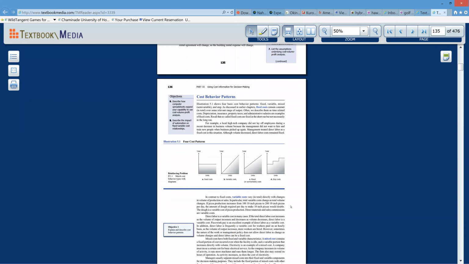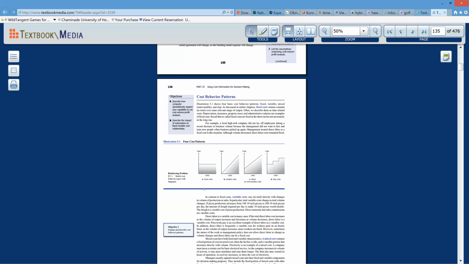We've seen those before. Fixed costs. Fixed costs are costs that do not change over a range of volume. So the costs remain the same regardless of the volume. And that's illustrated here, if you were to graph it out, as a straight horizontal line. So if the vertical axis here is cost, the horizontal axis is units, number of units. So regardless of the number of units, the cost remains the same.